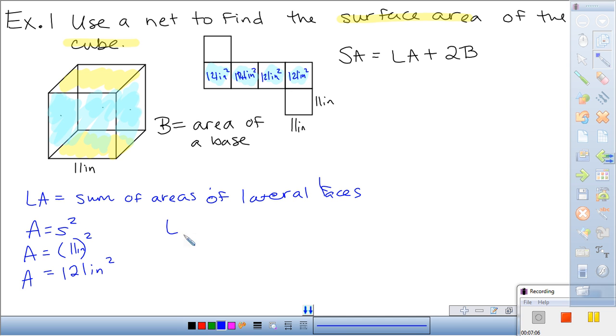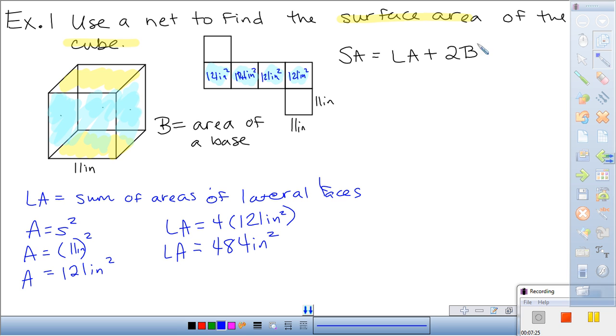So if we're going to find the lateral area, all I have to do is take 4 times the area of one square. Since I have 4 squares, and each of them has an area of 121, I'll just do 4 times 121, and I end up with 484 inches squared. So my lateral area is 484 inches squared.